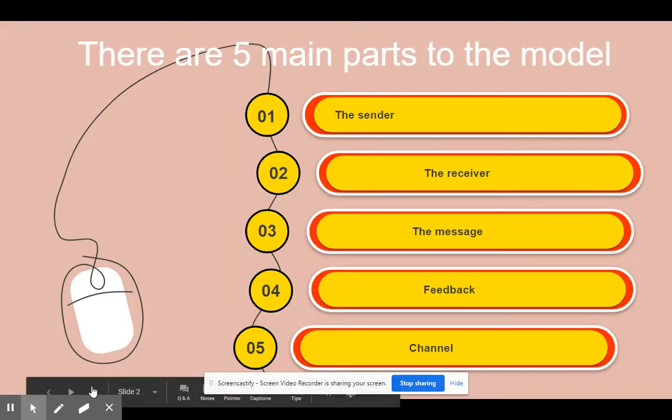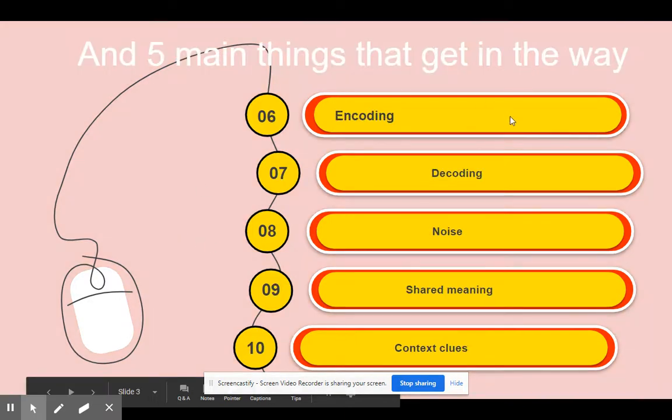We've got 5 main parts of the model: the sender, the receiver, the message, feedback, and the channel. And we're going to define those here in a second. Next, we've got 5 main things that get in the way: our encoding, our decoding, noise, shared meaning, and context clues. So what does this look like and what is it called?